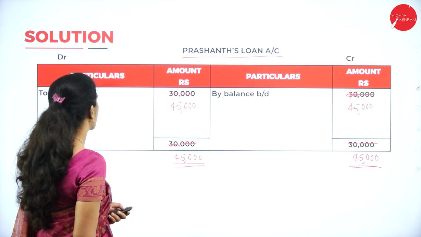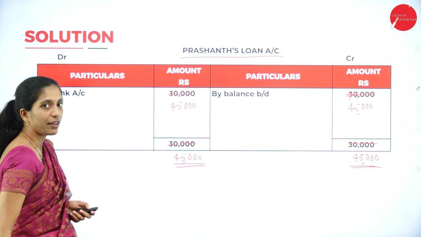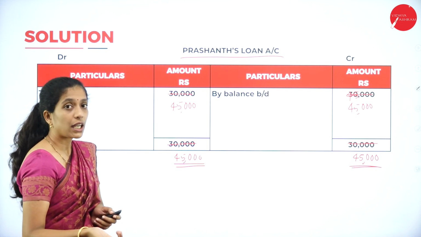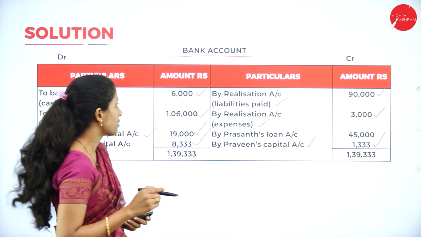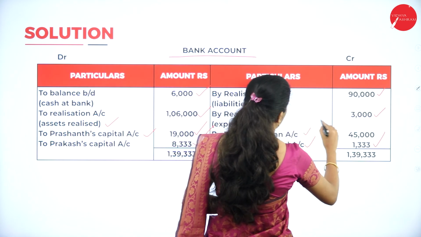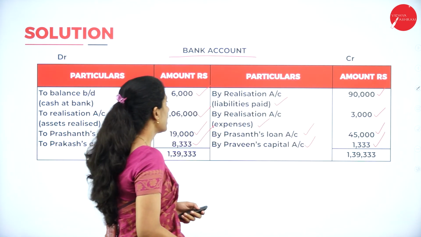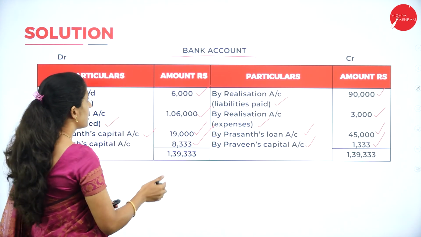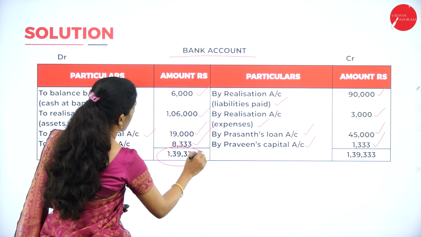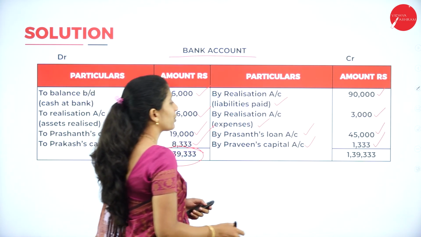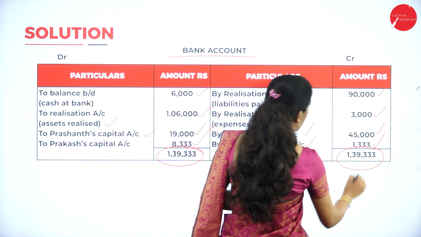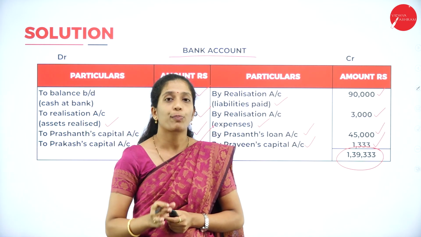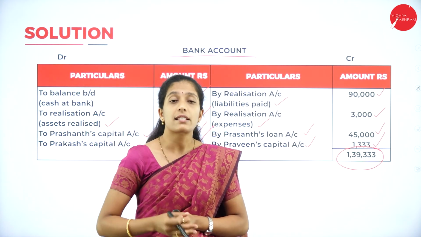Come to the partners' loan account. Here we have transferred 45,000. Right? So Prashant's loan account to bank account. In your bank account, by Prashant's loan account, 45,000. Now we are done with recording all the entries relating to the bank. Add both the sides. When you add the debit side, you will get 1,39,333, and on the credit side, you will also get 1,39,333.